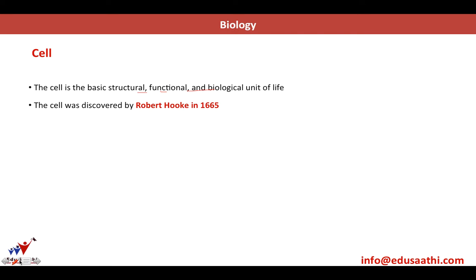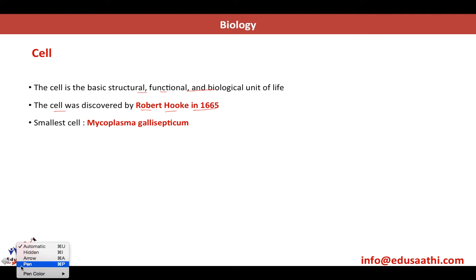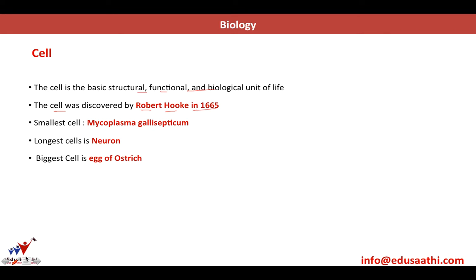Now, this term cell was coined by the British scientist Robert Hooke in the year 1665. He was the one to discover cell. The smallest cell that we have is Mycoplasma gallisepticum. The largest one is neuron. The biggest cell is the egg of ostrich.